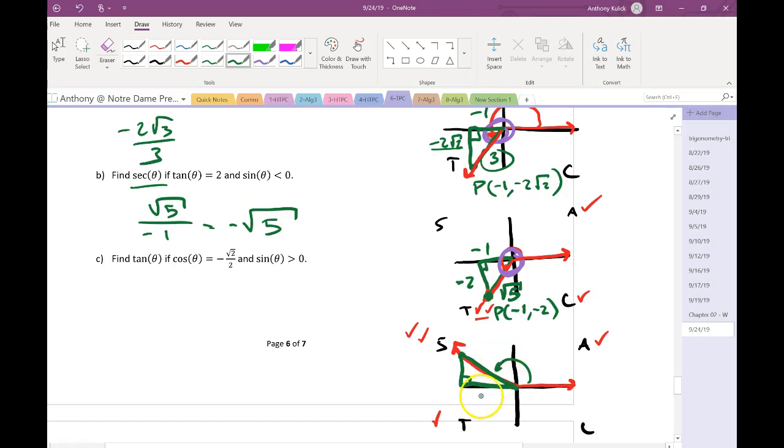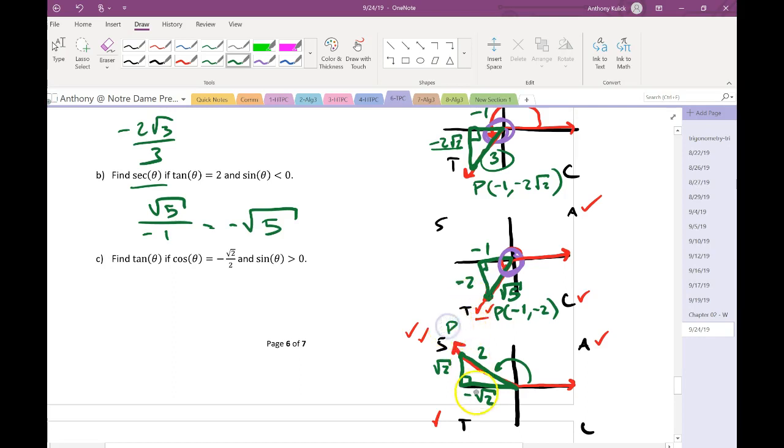Cosine is adjacent over hypotenuse. So I know the hypotenuse is never negative, so that means the adjacent side needs to be negative. And then if I use the Pythagorean Theorem to solve for this other side, I get square root 2. If you don't believe me, try it for yourself. I promise you that's what you get, though.